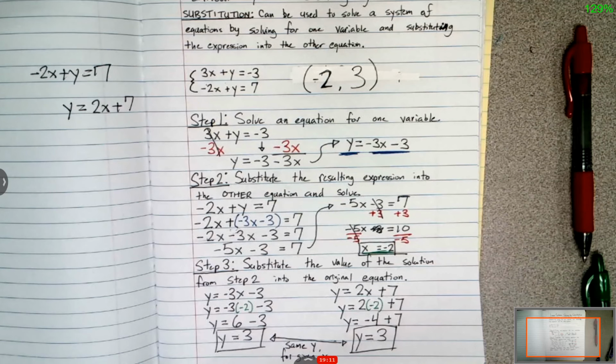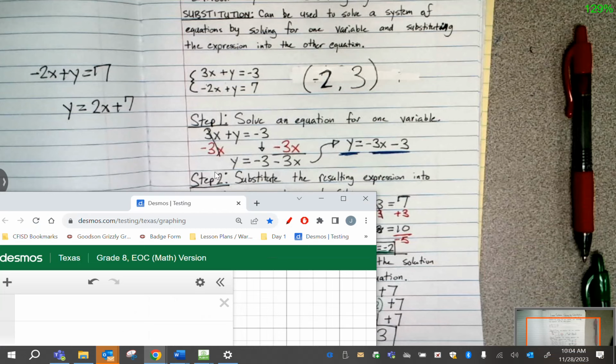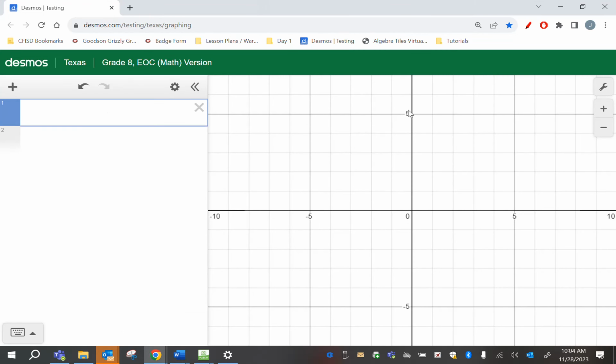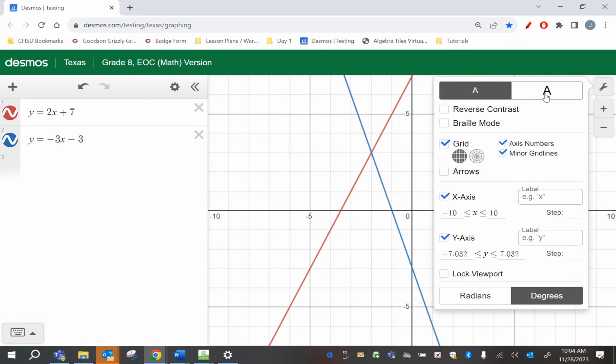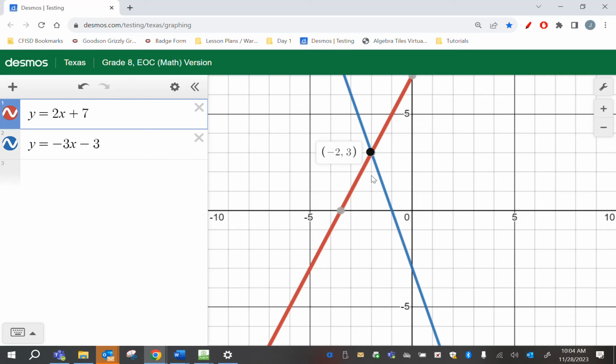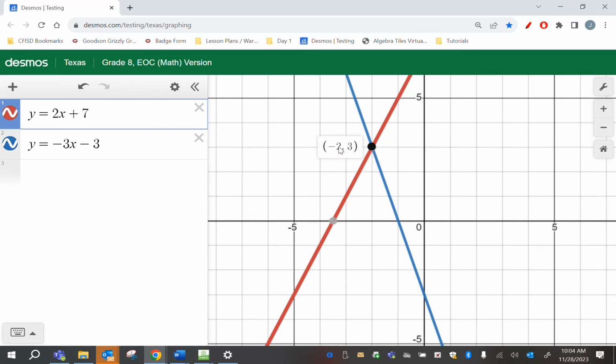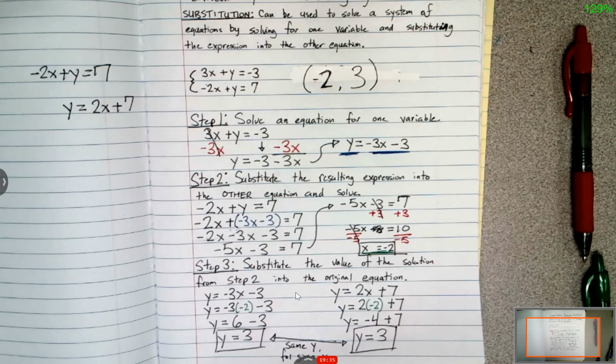And again, if I were to take these two equations I have, I'm going to pull up Desmos real quick, y equals 2x plus 7, and y equals negative 3x minus 3, you can indeed see we get the same exact answer. Negative 2 is my x, and the y value for both of them is 3 when x is equal to negative 2. Any questions about this method before we do a couple examples?